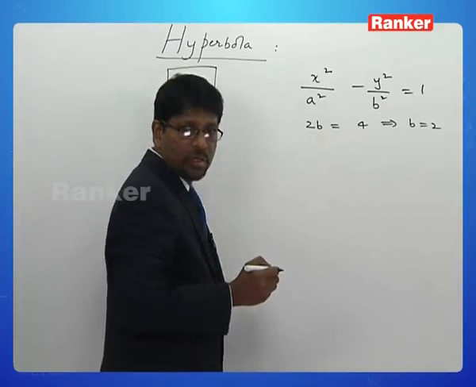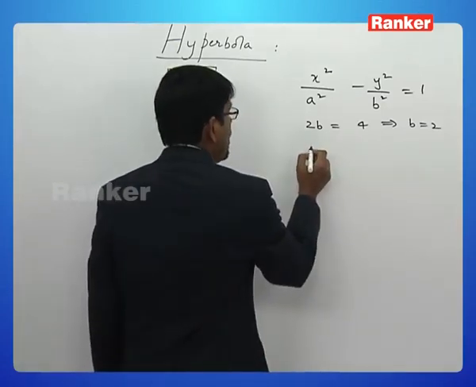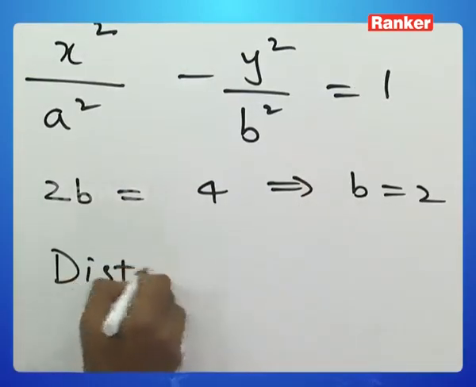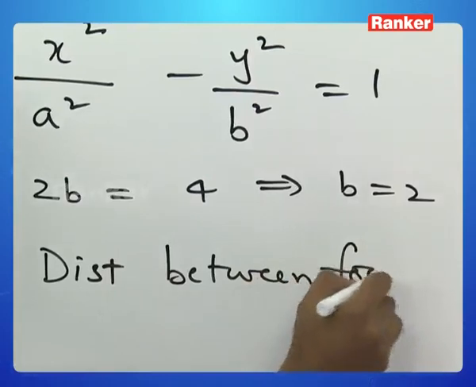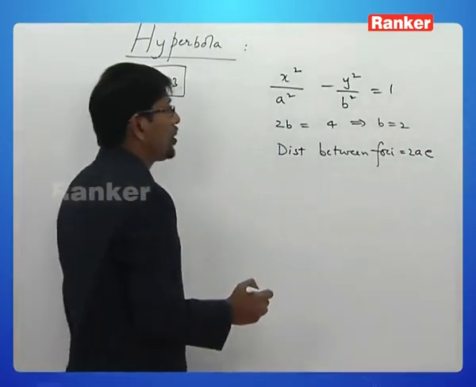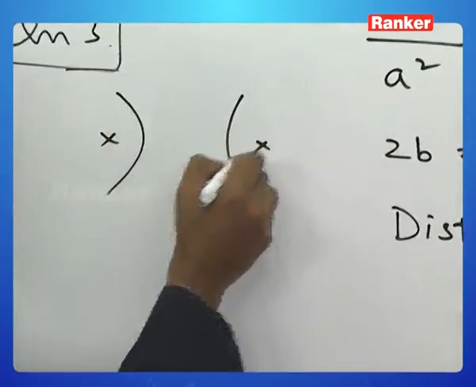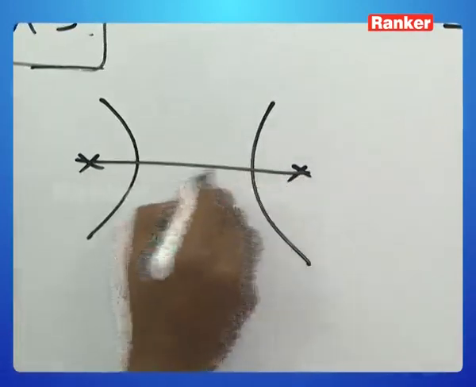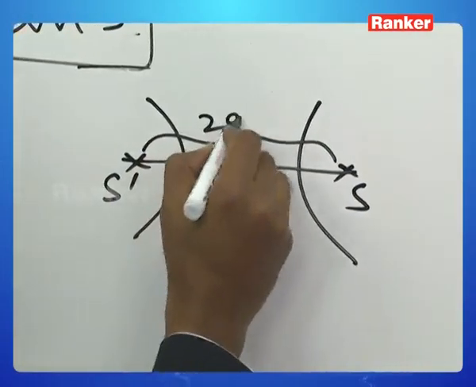And now, the distance between the foci. What is the distance between the foci? Distance between foci is 2ae. So we have a hyperbola. (ae, 0) and (minus ae, 0) are the foci. The distance between the two foci, S and S dash, is 2ae.